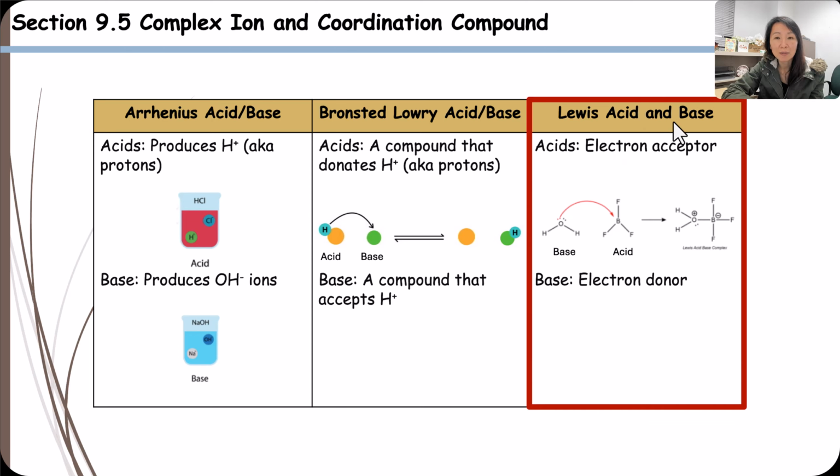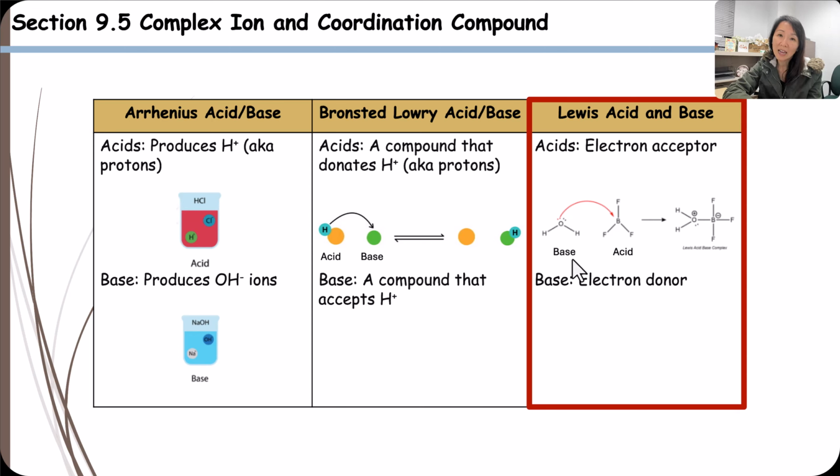Lewis acid and base, by definition, says if it's an acid, then it is an electron acceptor. So with BF3 over here, you see that the lone pair of the water has been accepted by the acid, hence this is the acid. Whereas a base would be the electron donor, and you see that the water is donating its electron pair from the oxygen to the boron. So because it's a donor of the electrons, it's considered to be the Lewis base.